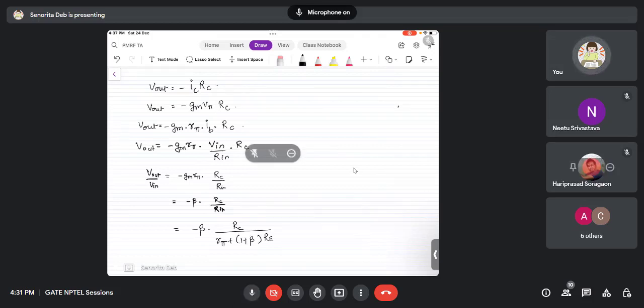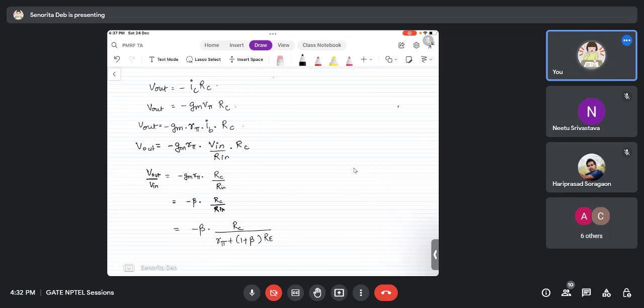Now till here it is self-explanatory, right? So now we do another approximation here, which is V out upon V in. I can write minus beta into RC upon. So beta is very high, right? Beta is very high. And beta came from where? It came from GM R pi. So it came when I multiplied GM with R pi. So therefore obviously beta is greater than R pi.